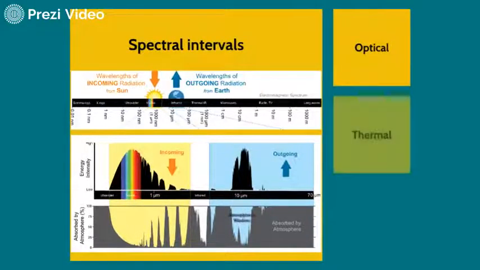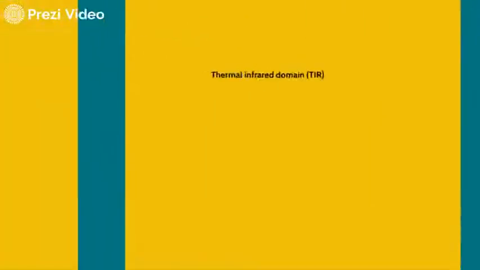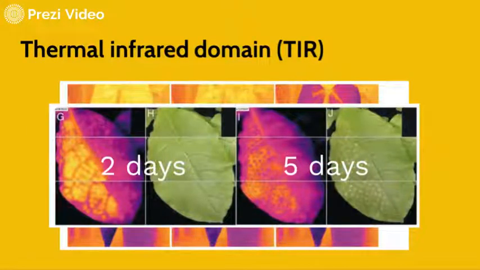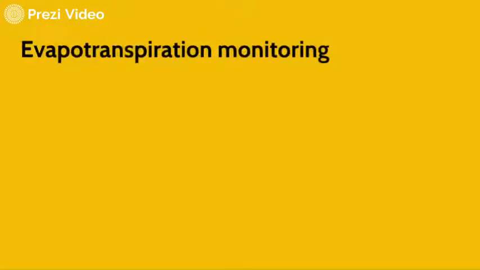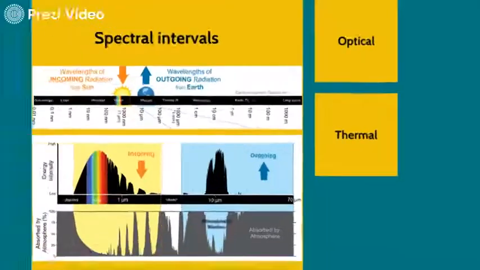The thermal domain is the energy that leaves the Earth because Earth has some temperature. The thermal infrared domain reflects how leaves cool themselves; similar to when we are sweating, leaves release water. It's also possible to detect diseases better with thermal photography. For example, after 2 days, in the visible we see nothing, but in thermal we see already spots of infection, and only after 5 days can we see them in the visible. Transpiration monitoring is discussed by Veronica and by Emre.